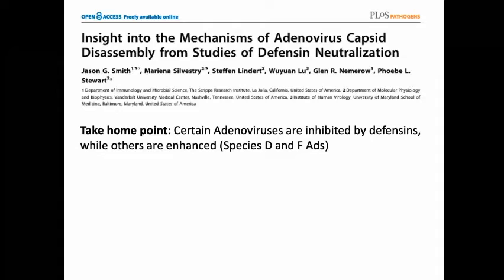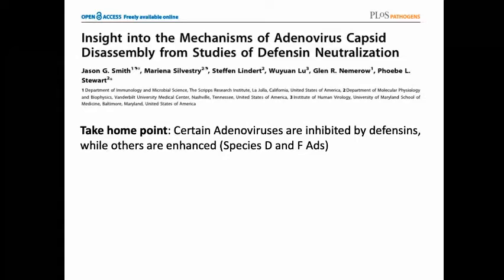So basically, we have lots of different types of adenoviruses, right? Let's just say we have adenovirus serotype 1 through 100, and they all differ based on sequence. We can put them into categories based on their sequences, and some fall into category species D and species F. And what researchers have shown is that for some of the adenoviruses within those categories, infection is actually enhanced in the presence of defensins.